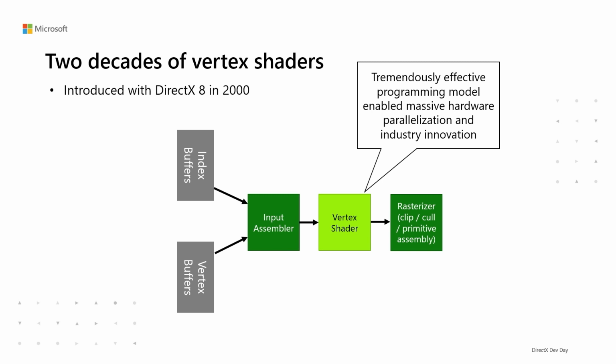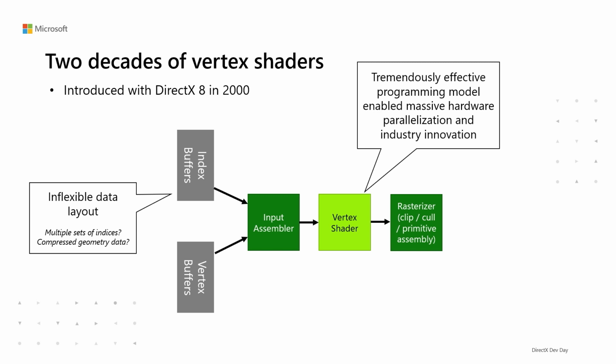And because it hid the parallel nature of the hardware, vertex shaders allowed tremendous innovation in how hardware actually supports this. So the industry has run with this and innovated, and GPUs have got more and more capable, and it's been pretty great. But there are a couple of problems with this model.